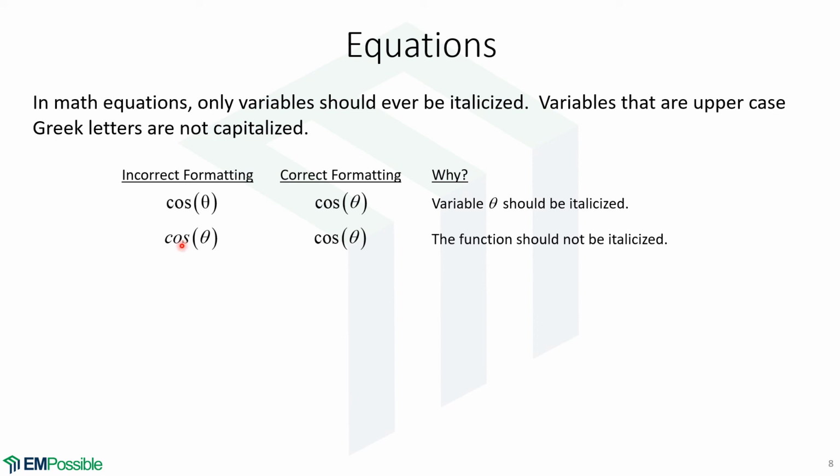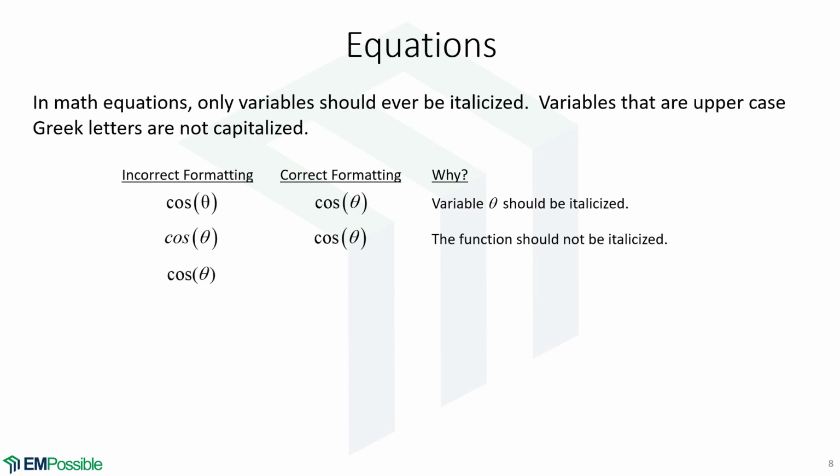Well, it's not the correct formatting. COS was italicized. These are not variables. C is not a variable. O is not a variable. S is not a variable. Those should not be italicized. So cosine in this case is not italicized, just the theta.